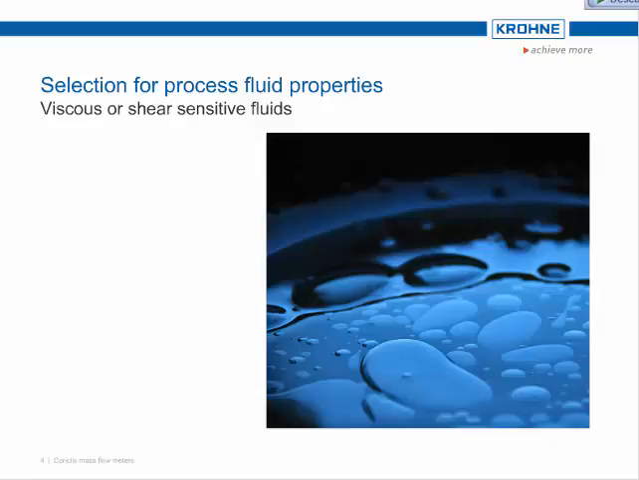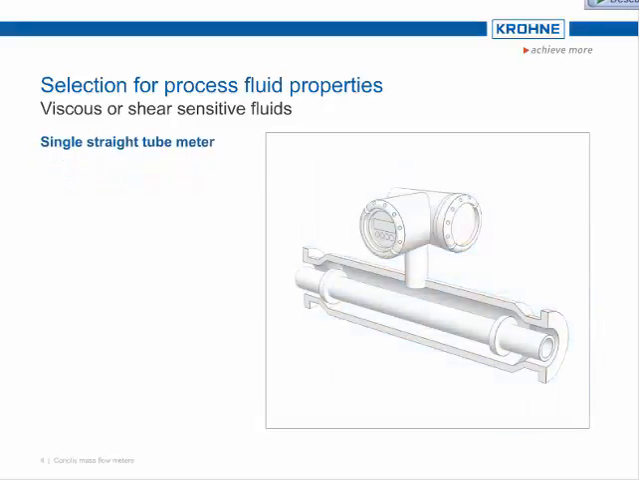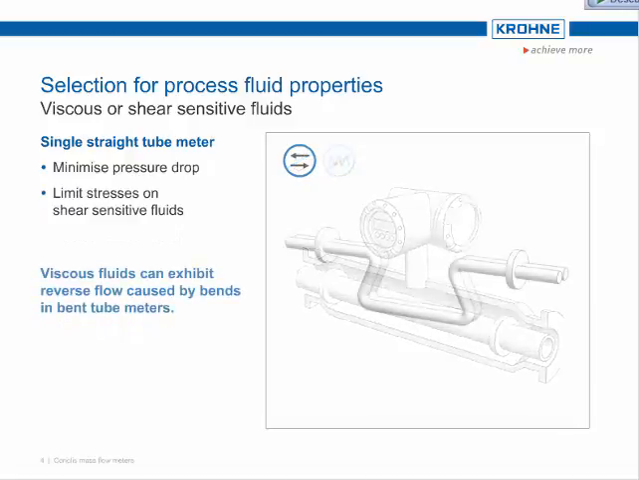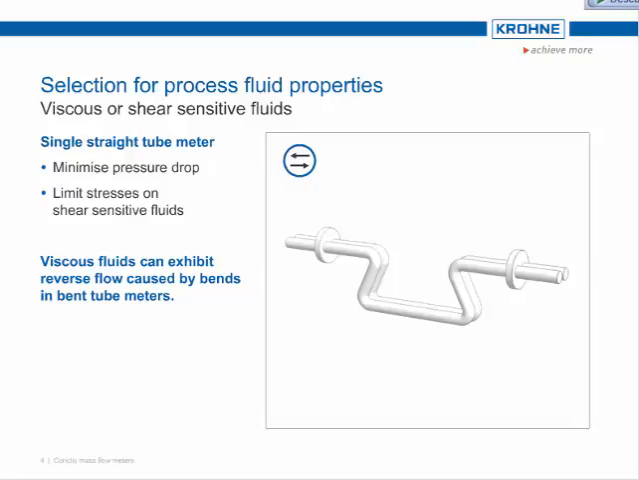Similarly, viscous liquids or shear sensitive fluids are best measured using a single straight tube meter to minimize pressure drop and limit the stresses imposed on the shear sensitive fluid. Viscous fluids can exhibit reverse flow caused by the bends in bent tube meters. This effect is similar to the eddies or vortices on the bends of a river.